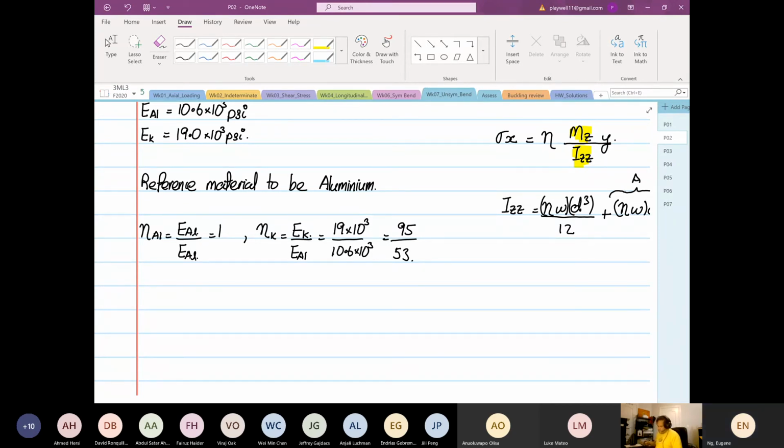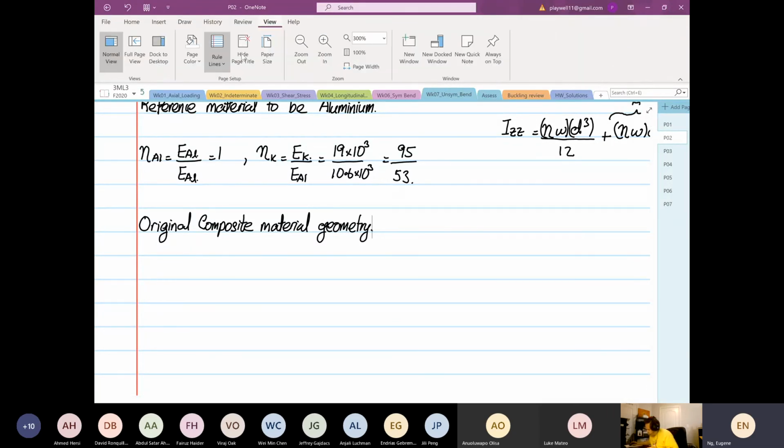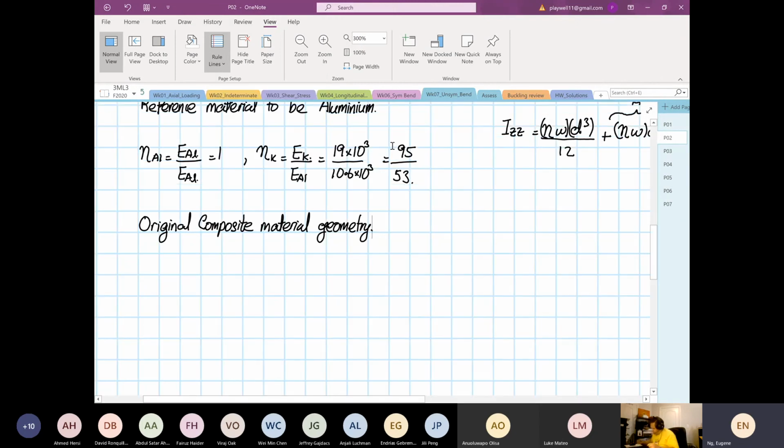Okay, so I'm going to sketch how the structure looks first. I'm going to sketch the original composite material geometry. You don't need to do this. I'm doing this so that you can visualize. In your exam or term test, you don't need to do this.